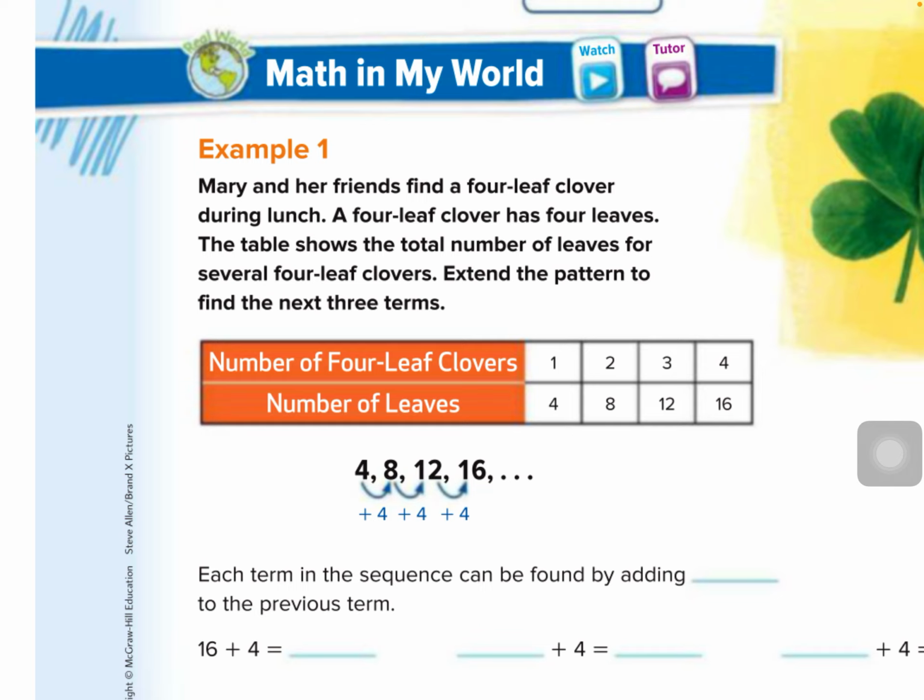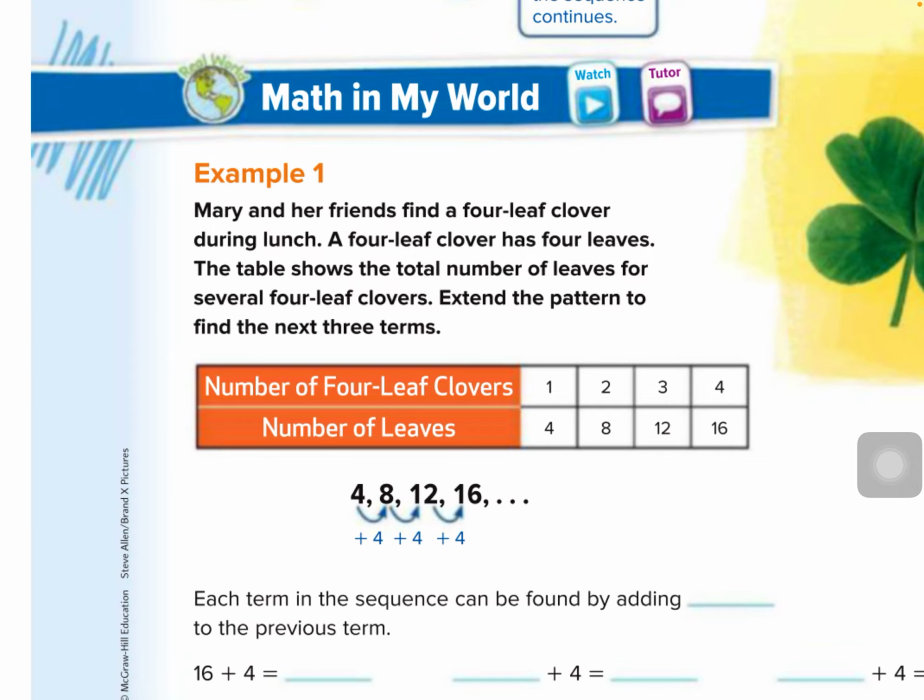Extend the pattern to find the next 3 terms. So what you need to understand is here's our terms. And the pattern is 4 in between each of these. And how you can figure that out is you look at 8 and 4 and realize there's 4. 12 and 8 and there's 4. 16 and 12 and there's 4. And they also told us 4 up here. So we realize that it's going to be 4. So each term in this sequence can be found by adding a 4.